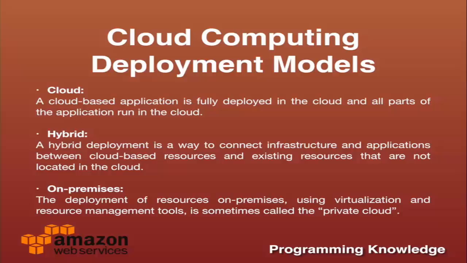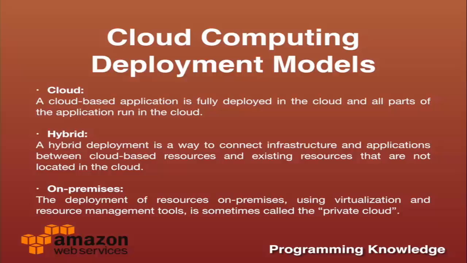The hybrid one is a way to connect infrastructure and applications between cloud-based services, resources, and existing resources that are not located in the cloud. The most common method of hybrid deployment is between the cloud and existing on-premises infrastructure to extend and grow an organizational infrastructure into the cloud while connecting cloud resources to the internal system.